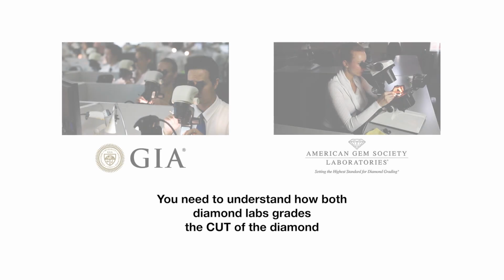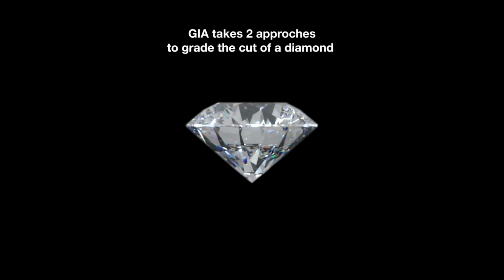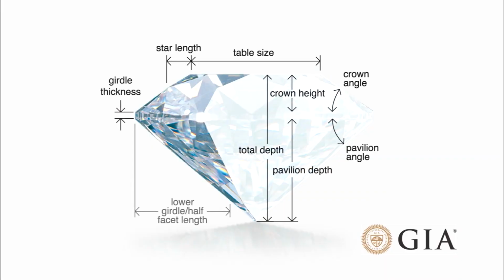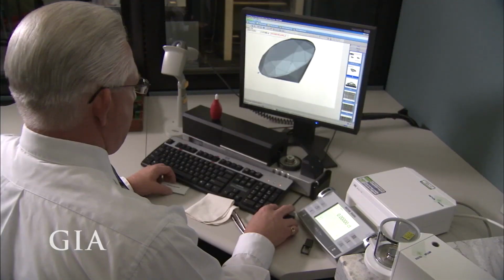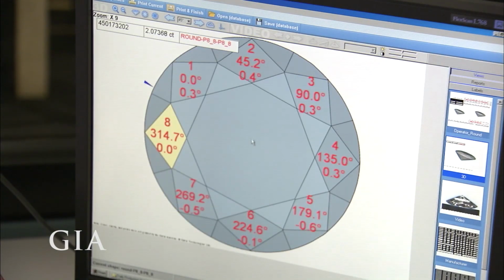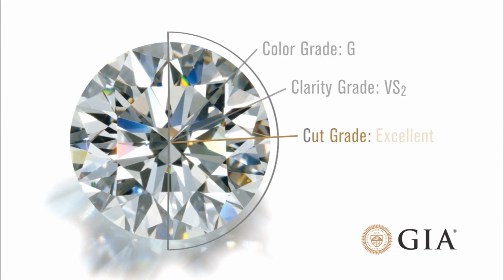First off, you need to understand how both diamond labs grade the cut of a diamond. GIA takes 2 approaches to grade the cut of a diamond. They use a proportion-based grading system. They use an optical measuring device to get a 3D image of the diamond to extract its measurements and average proportions. They then use these proportions to determine the cut grade. In other words, it's a proportional grading system.